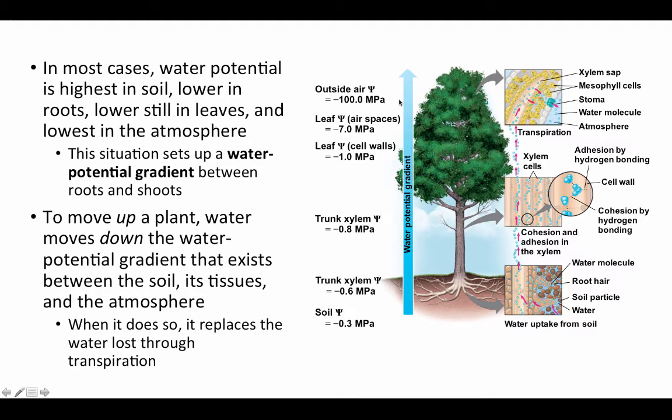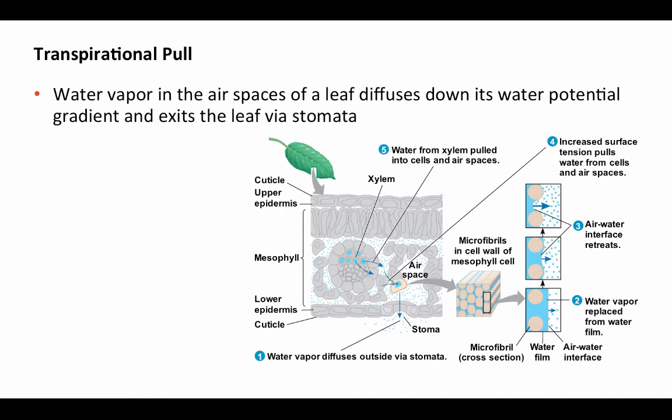So let's take a look at how this water is replaced when it evaporates off of the leaves. So water vapor in the air spaces of a leaf diffuses down its water potential gradient. Remember, it's very low water potential out here in the air. Here's a stoma, and the water vapor is diffusing away from these air spaces.